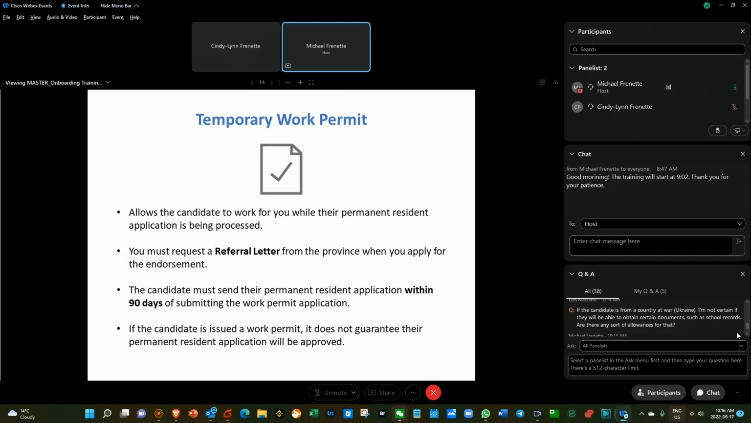You may be familiar with the Labor Market Impact Assessment, or the LMIA process. As I mentioned earlier, you are exempt from this process, so there's no need for you to obtain that Labor Market Impact Assessment. The candidate must also commit to apply for permanent residency within 90 days after submitting their work permit application. So again, as soon as they apply for the work permit, they have 90 days to apply for permanent residency. If the work permit is approved, the candidate can start working for you while we process their application for permanent residency. It is important to note that an approved work permit does not guarantee that the permanent residency application will be approved.